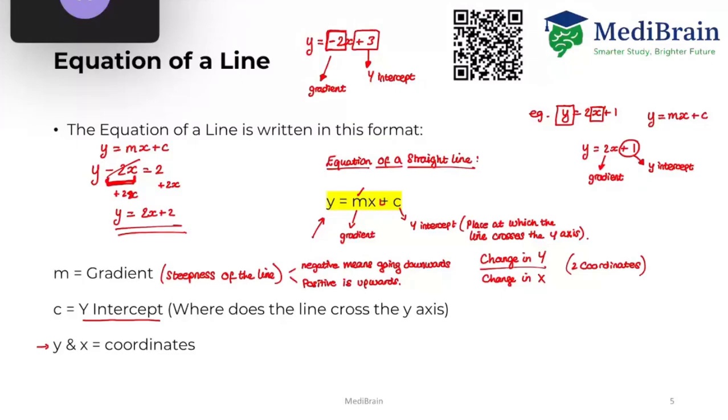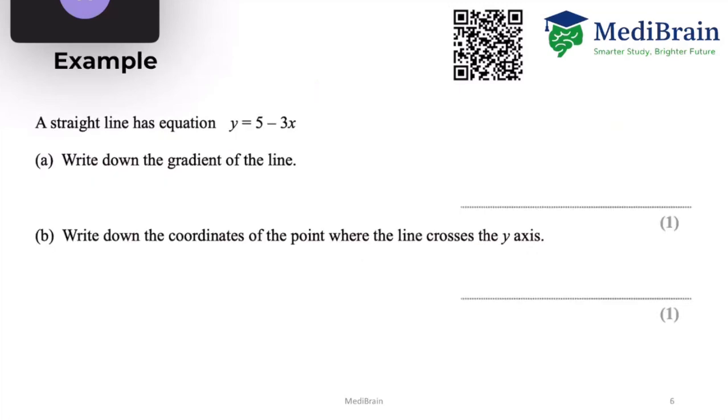It's in the format y equals mx plus c. M stands for the gradient and C stands for the y-intercept. So C is the place where the line crosses the y-axis. Okay, I'm going to show you an example and then I've got an exam question for you guys to have a go at. So we've got an example.